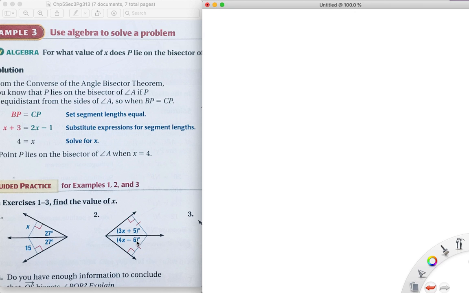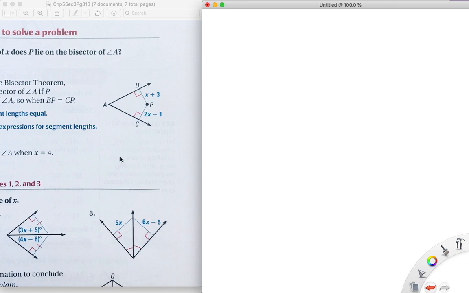Here, I'm told that this is the same and this is the same, so these two, and it's perpendicular, so that means that these two angles must be the same. So I can just solve for x by setting these two equal to each other. So subtract 3x from both sides. You get 5 equals x minus 6. Add 6 to both sides. X equals 11. Super duper straightforward.